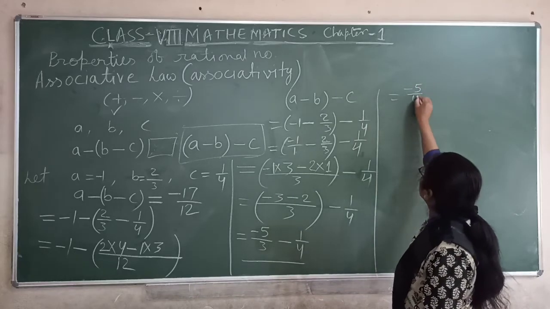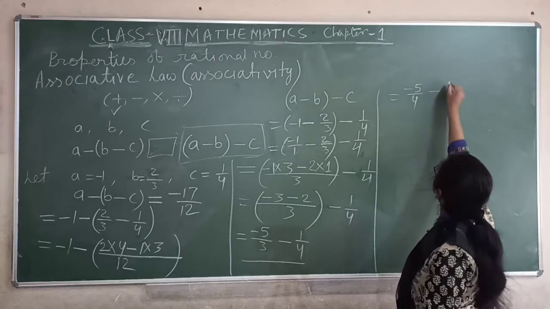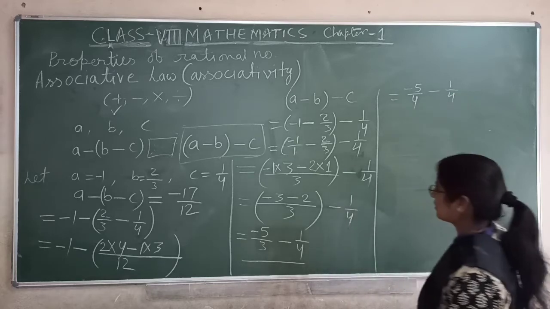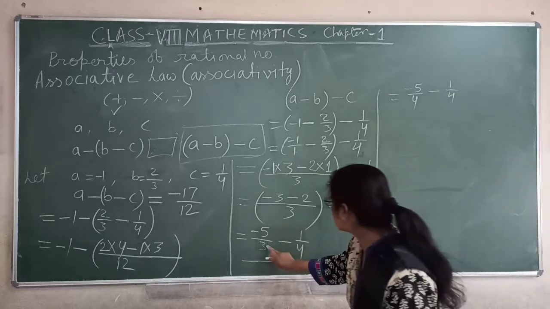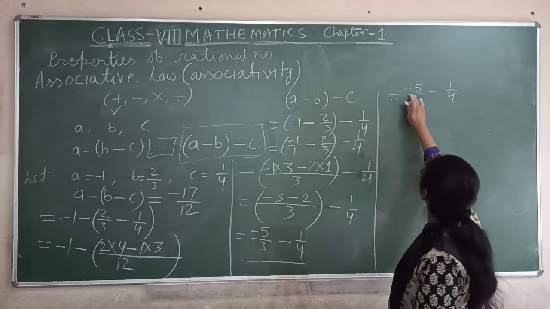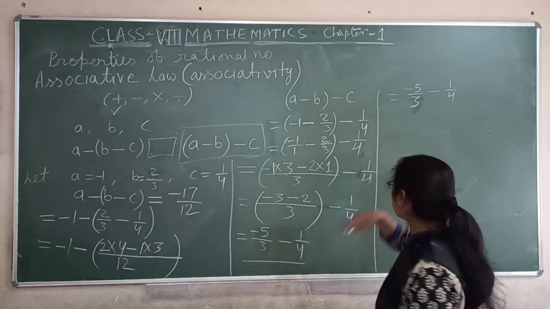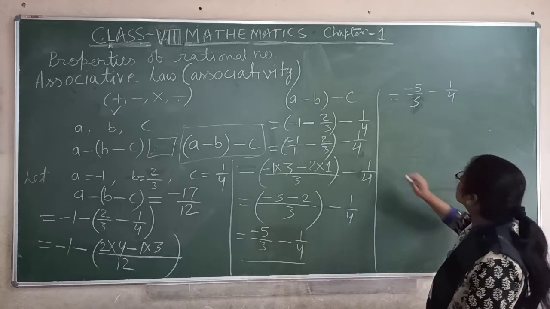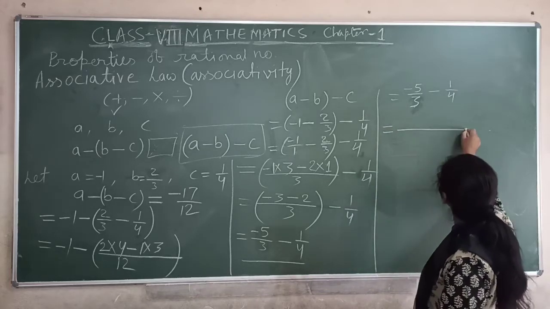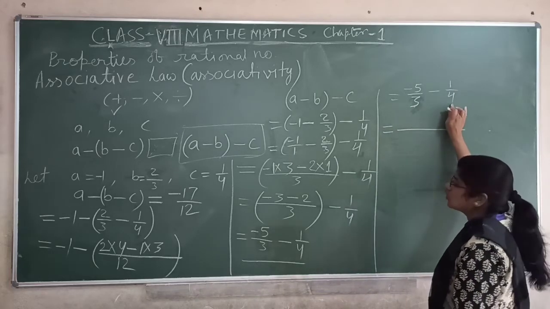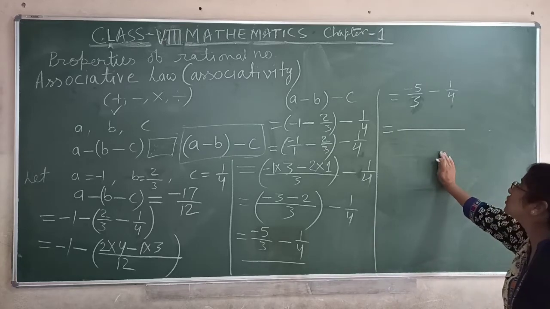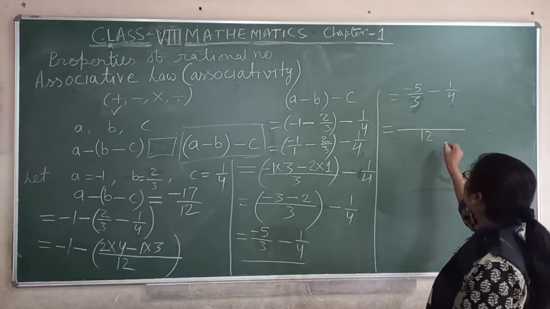Minus 5 upon 4, minus 1 by 4. No, here 3, minus 5 by 3. So we will write minus 5 by 3 and the second one is minus 1 by 4. Okay, LCM of 3 and 4: both are co-prime numbers, so 3 times 4 is 12.